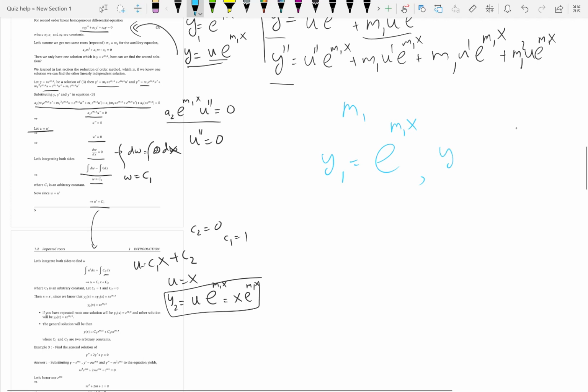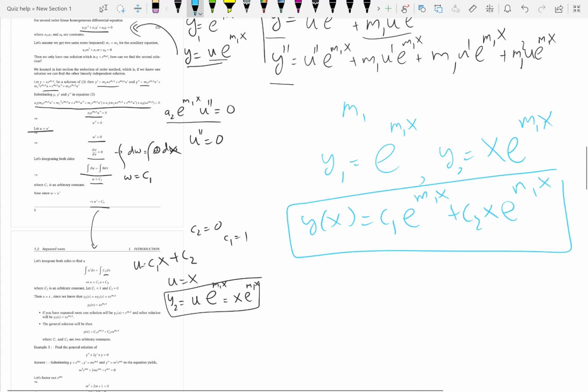Now what is the second solution? The secret is the second solution is your previous solution times x. And you don't need to use the reduction of order method. If you get a repeated root, you don't have to show it. Once you get the first root, you can write the second solution as x times e to the m1x. These two are linearly independent solutions. So the general solution is c1 e to the m1x plus c2 x e to the m1x.